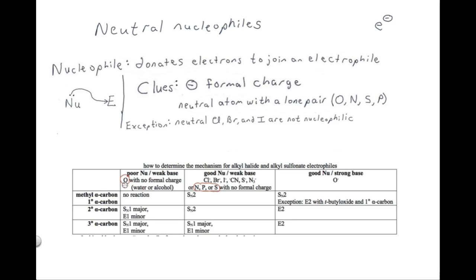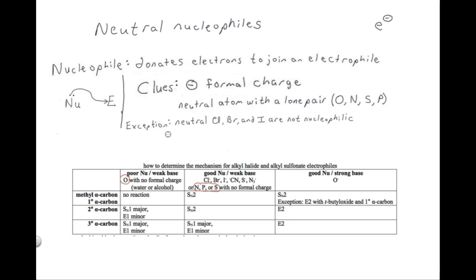Neutral oxygen is nucleophilic, but it's a poor nucleophile. It's good enough for SN1, but you can see that neutral oxygen is not good enough for SN2. So we will not be using neutral oxygen as a nucleophile for SN2.